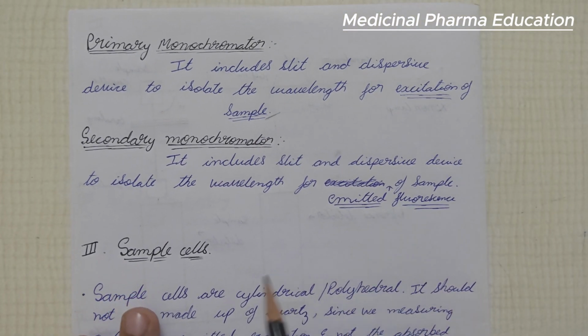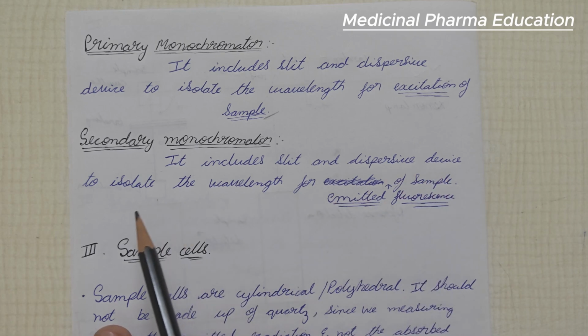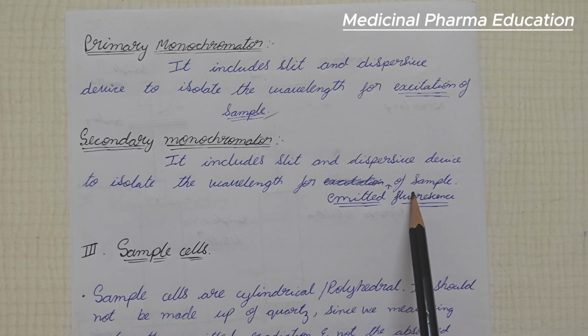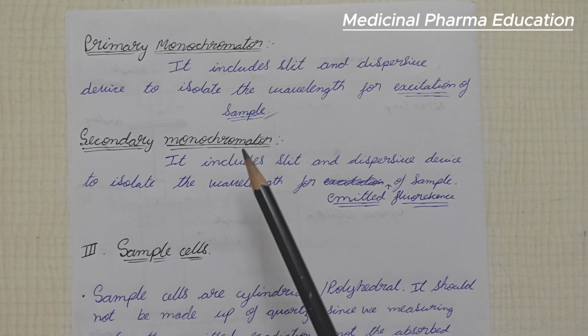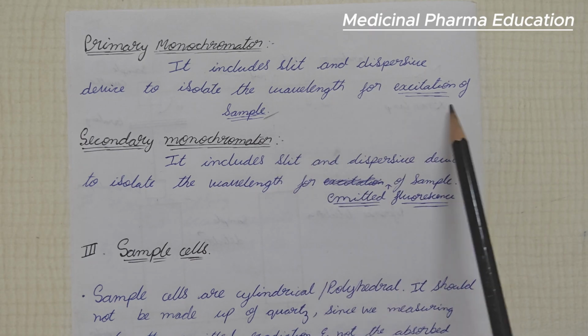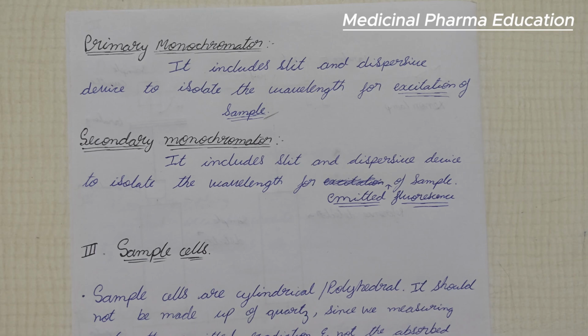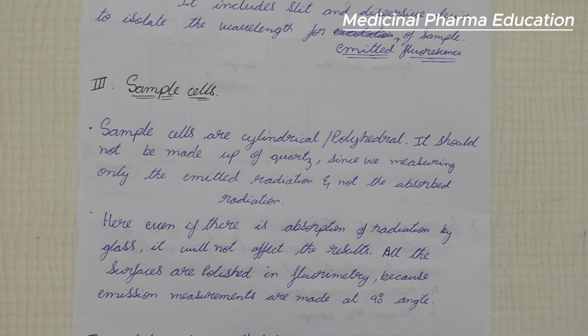Okay. Next, the secondary monochromator includes a slit and dispersion device to isolate the wavelength of emitted fluorescence of the sample. Okay, I think you have understood. The secondary monochromator is for the emitted fluorescence, and the primary is for the wavelength for excitation of the sample. This is the difference between primary and secondary.